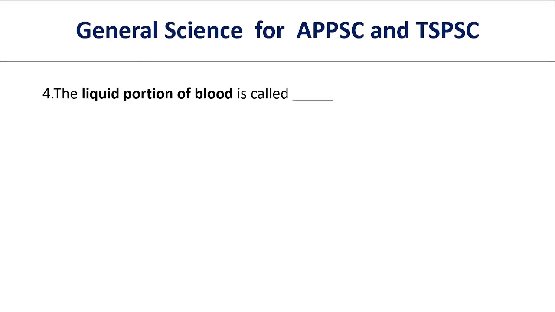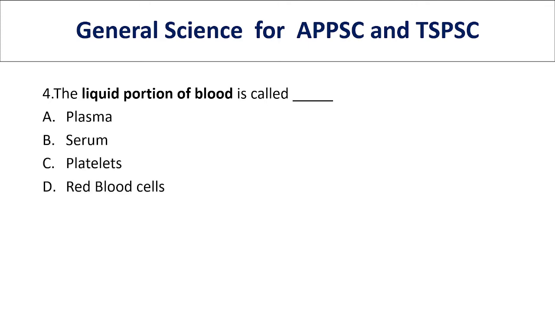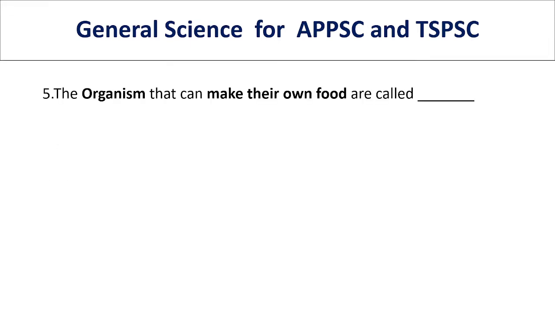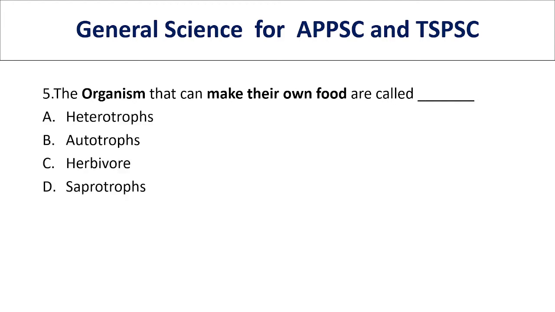Next, the liquid portion of blood is called, and the options are plasma, serum, platelets, red blood cells. The liquid portion of blood is called plasma. So the organisms that can make their own food are called, and the options are heterotrophs, autotrophs, herbivores and saprotrophs. And the answer is autotrophs. The organisms that can make their own food are called autotrophs, which depend on heterotrophs.